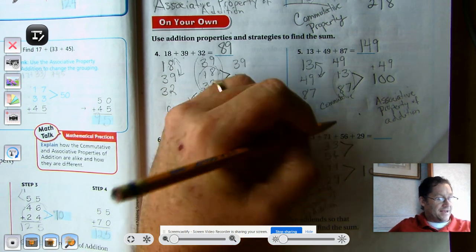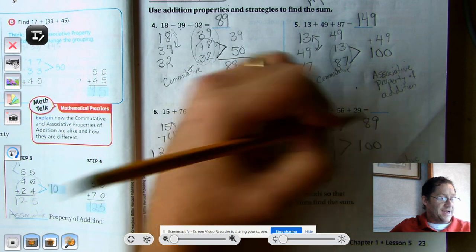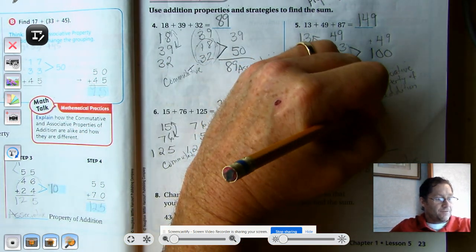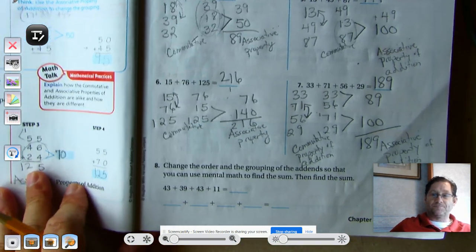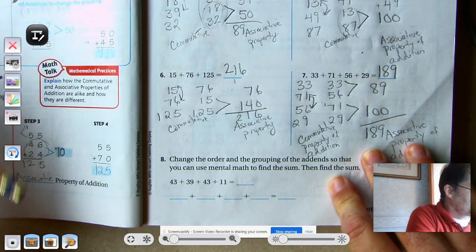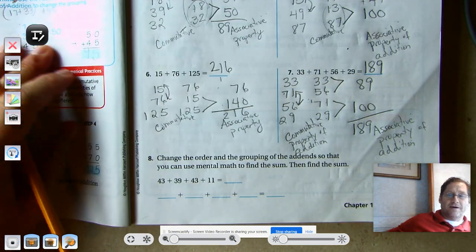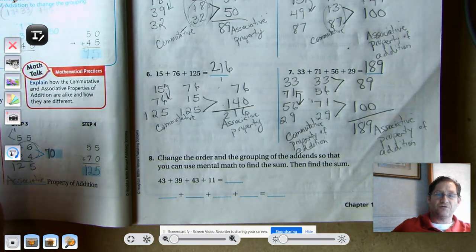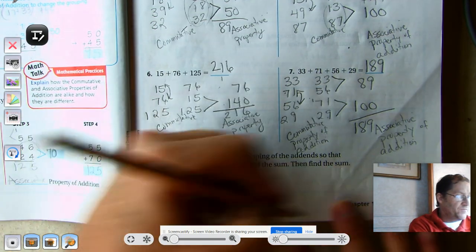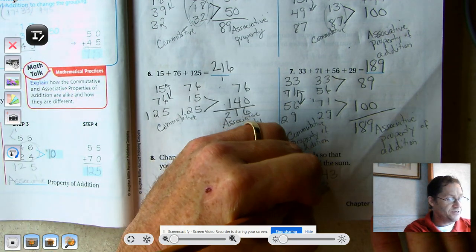And now we're going to add the 33 and the 56 together, and that gives us 89. Add those two together, we get 189. Okay, number 8. Change the order and the grouping of the addends so that you can use mental math to find the sum. Then find the sum. All right, well, we've been practicing putting them in columns by place value. So let's continue to do that.